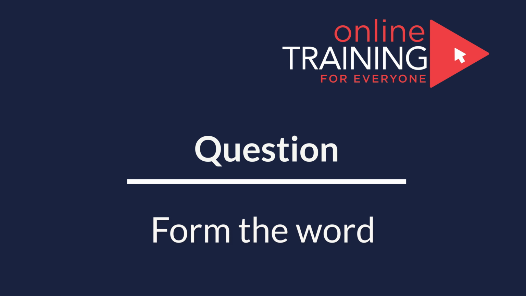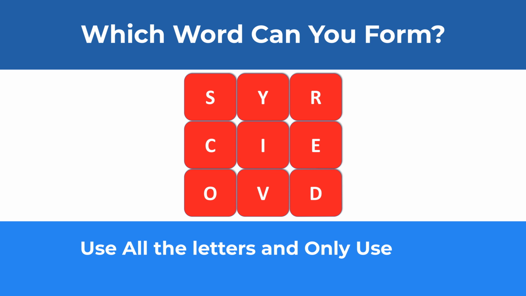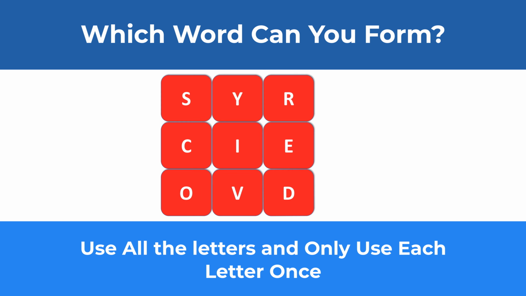Let's look at the interesting question where you need to form the word. And you need to use all the letters and only use each letter once. You're presented with 9 letters. Those 9 letters are S, Y, R, C, I, E, O, V, D. And you need to form the word using all the letters. Do you see the solution?